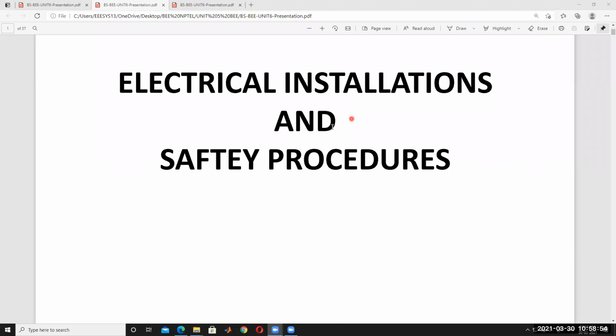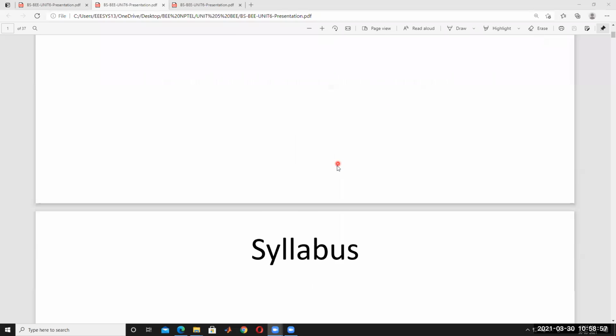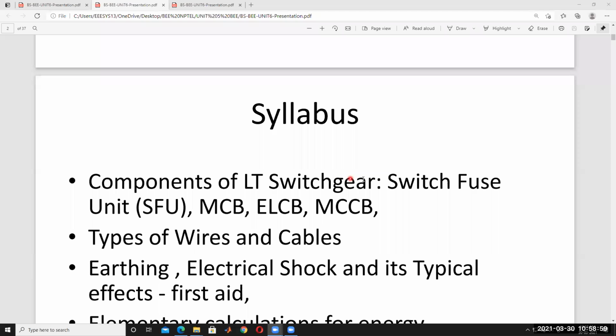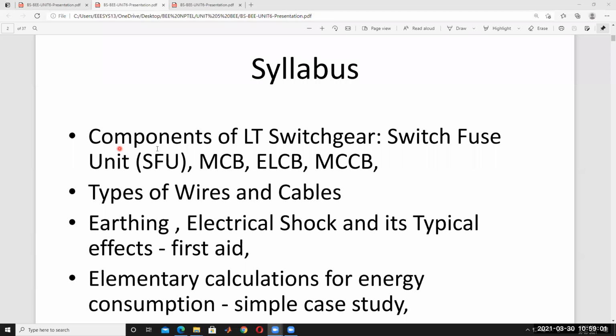Electrical installations and safety procedures. First we have to concentrate on components of LT switchgear. Okay, components of LT switchgear. So there are different types of components.